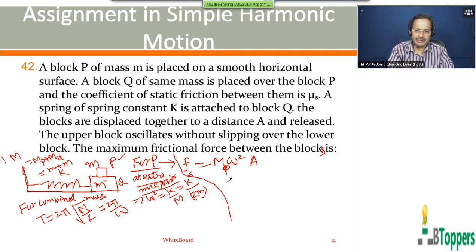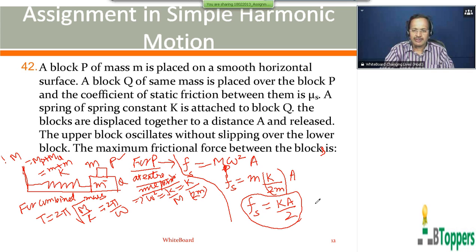So if you substitute here, mass of P is equal to small m, and omega squared you can write as k by 2m. So the static friction force acting on block P at one of the extreme positions is kA by 2. So that's the answer for the given question.